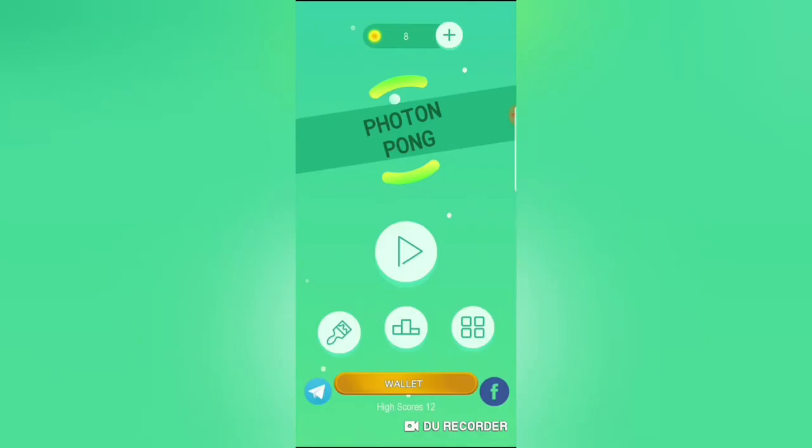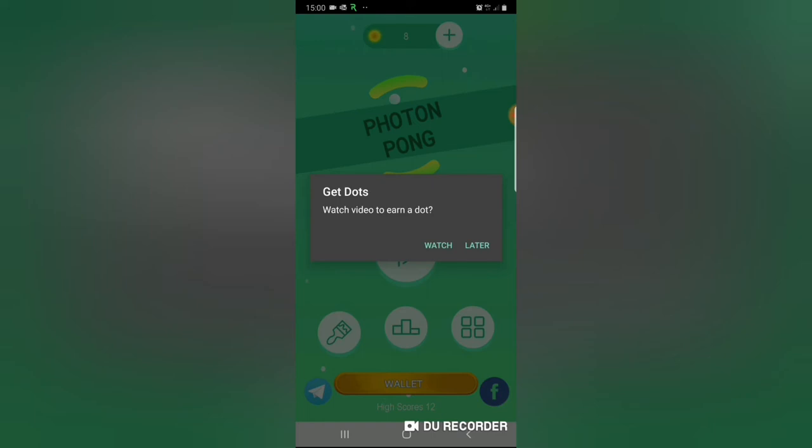So yeah, that's basically the concept of the game. I mean, you can watch videos to earn more yellow dots if you want to. It's totally up to you.